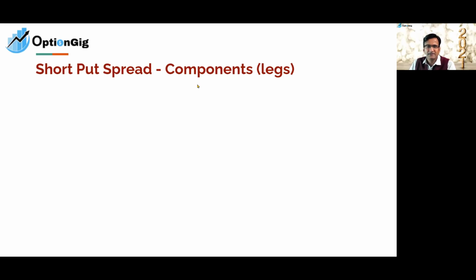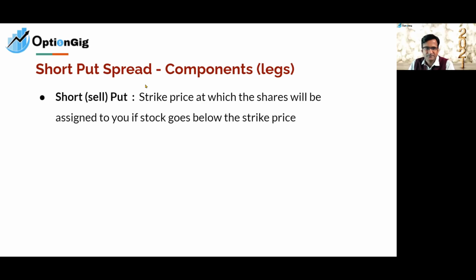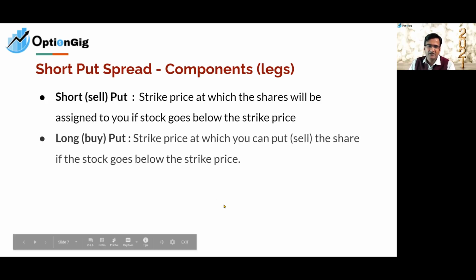So let's take an example of a short put spread. In a short put spread, you short a put, meaning you sell a put. When you sell a put, you could be assigned the stock at that strike price. If the stock goes below your strike price at expiration, you will be assigned the stock, so you'll have to buy the stock at that price. Now you add a long put to it, meaning you go and buy a put.